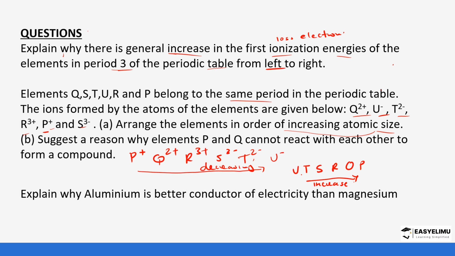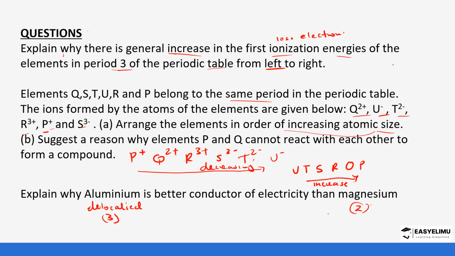And then finally, explain why aluminium is a better conductor of electricity than magnesium. So we said aluminium has more delocalized electrons. It has 3 delocalized electrons, which conduct electricity better than magnesium, which has 2 delocalized electrons. So be specific when you're doing your explanation.